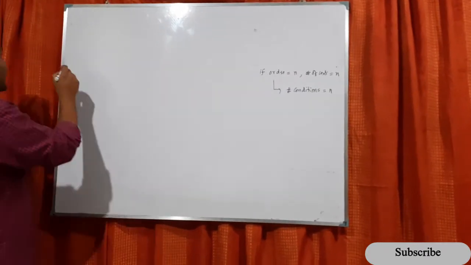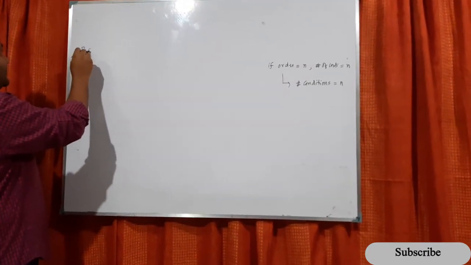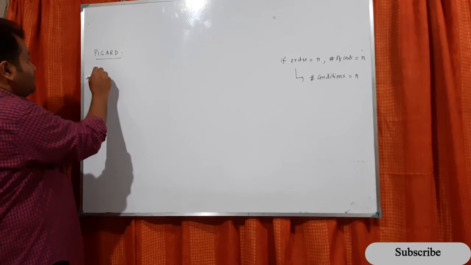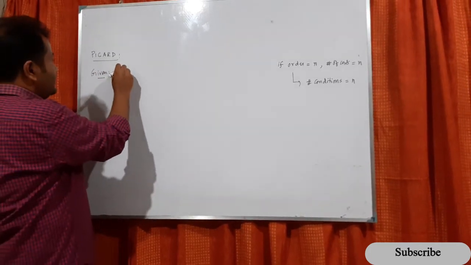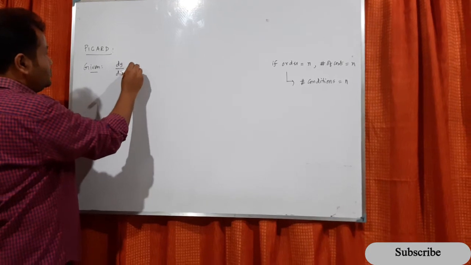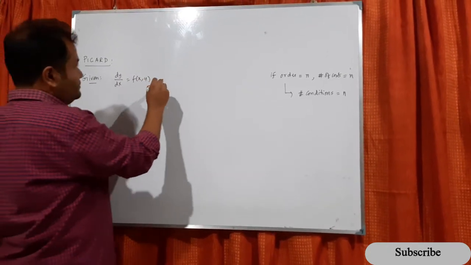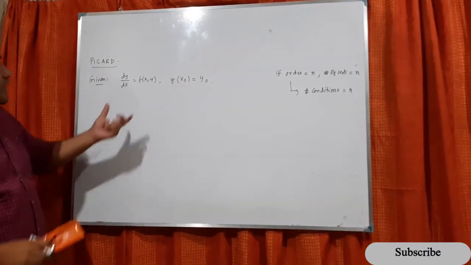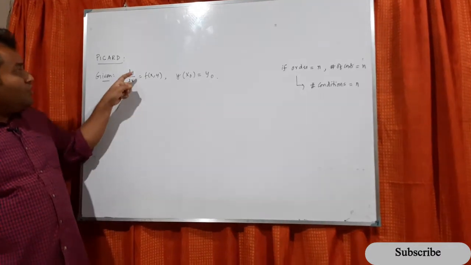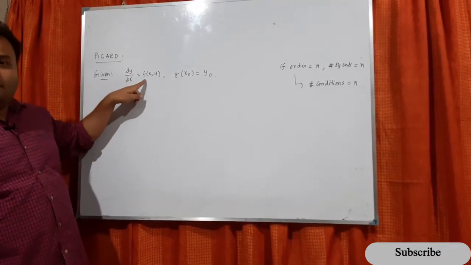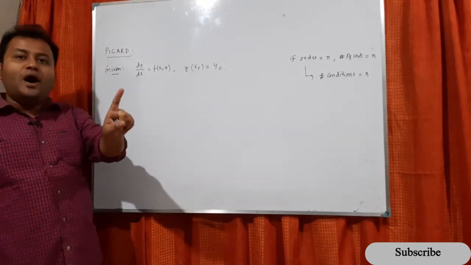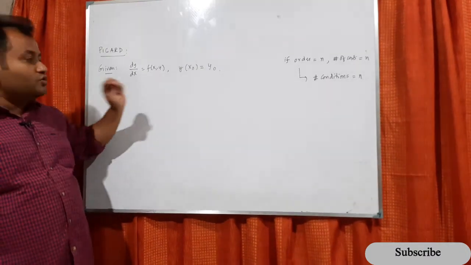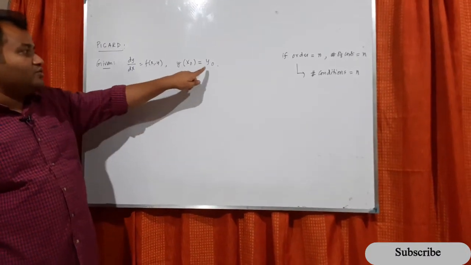So if I discuss the first method, which is called the Picard method, what will be given to us? Given is dy/dx equals f of x, y and y of x naught equals y naught. Now look into this one. What is given to us? A first order differential equation. First order means only one condition is needed. So that is the condition, and this is one initial value problem. When x equals x naught, then y equals y naught.